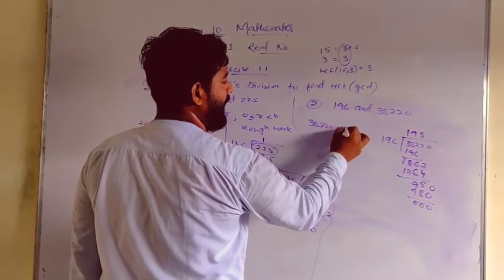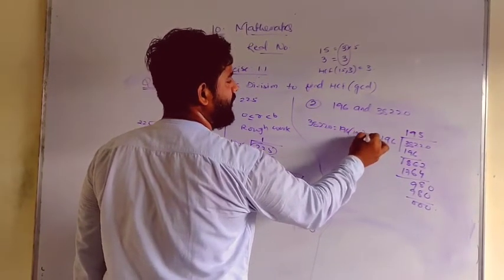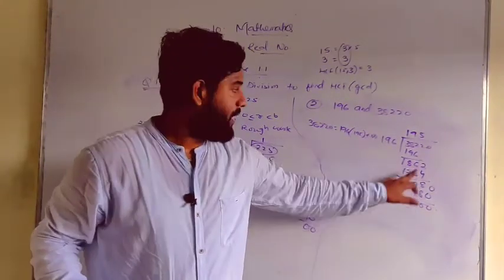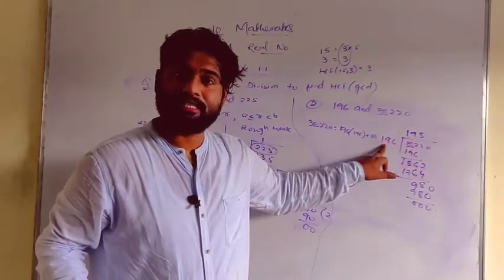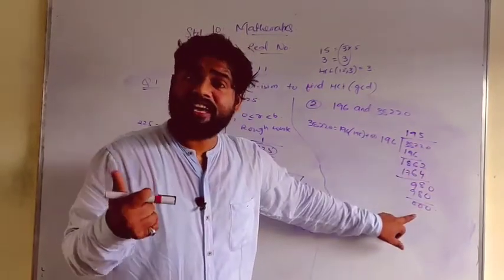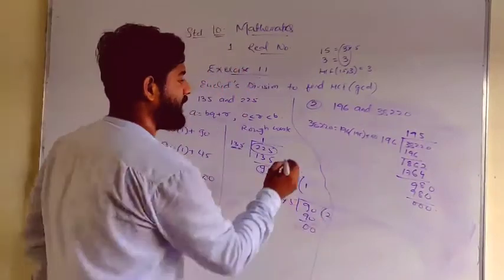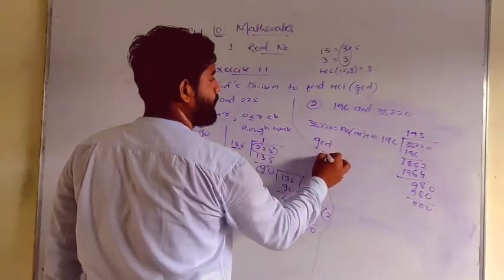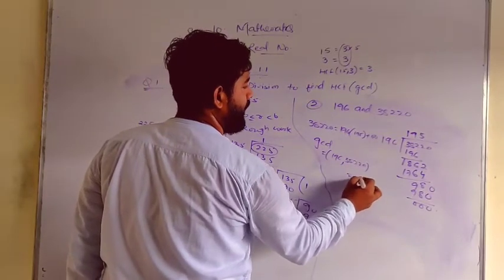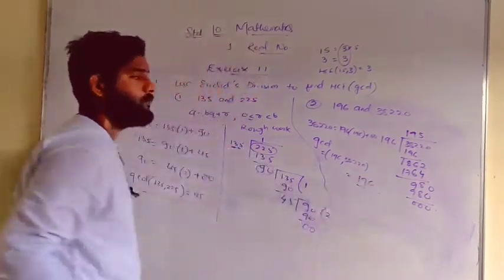So directly you can write here: 38220 is equal to 196 into 195 plus 0. See, directly you got the remainder 0 by dividing this number by 196. Which divisor is making this remainder 0? 196. So directly the GCD of 196 and 38220 is going to be 196.